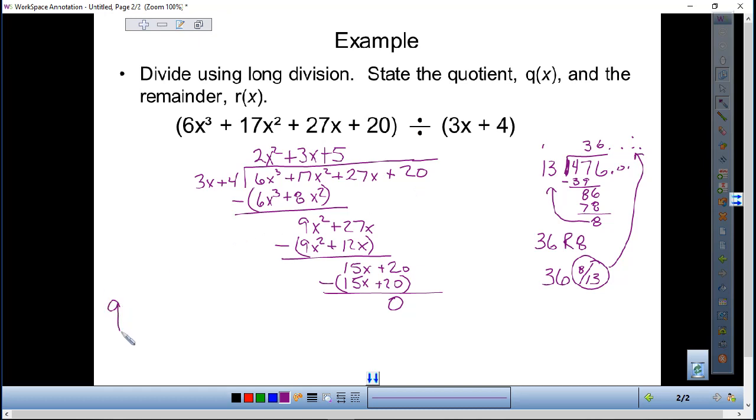So our q of x is equal to 2x squared plus 3x plus 5. So 6x cubed plus 17x squared plus 27x plus 20 divided by 3x plus 4 equals 2x squared plus 3x plus 5.